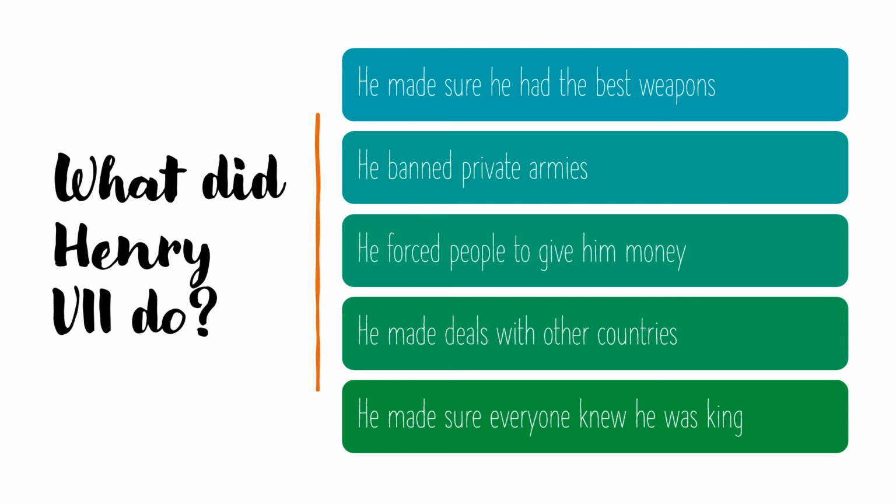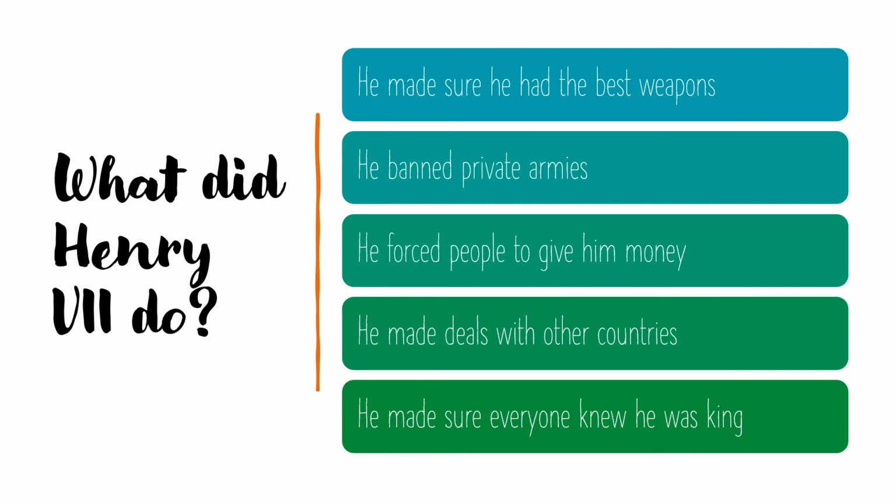The next thing he did was he banned private armies. So some powerful men in England had their own private armies, and Henry knew that if they wanted to, they could use their private armies against him and there could be another battle. So what he did is he made sure that he banned them, and one rich lord who failed to get rid of his private army was actually fined £10,000. So he was really serious about what he wanted to do, and he made sure that other people knew how serious he was.